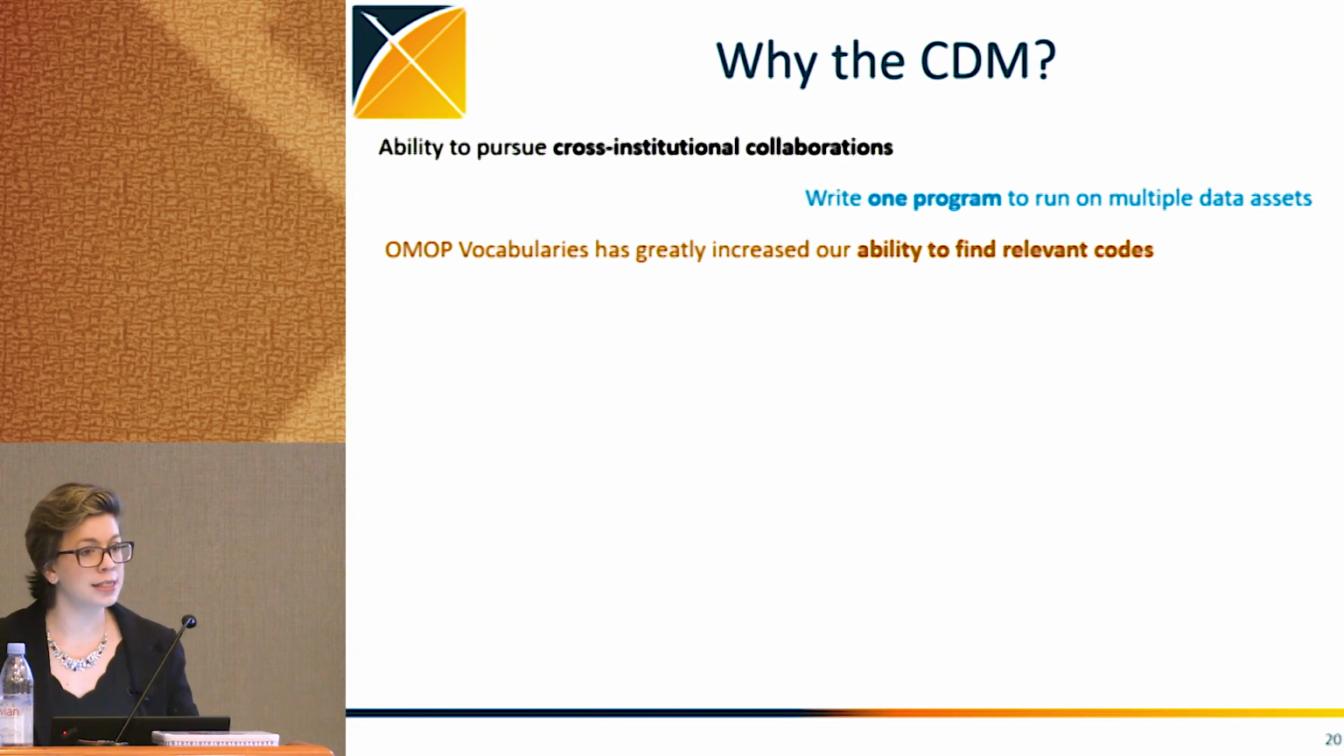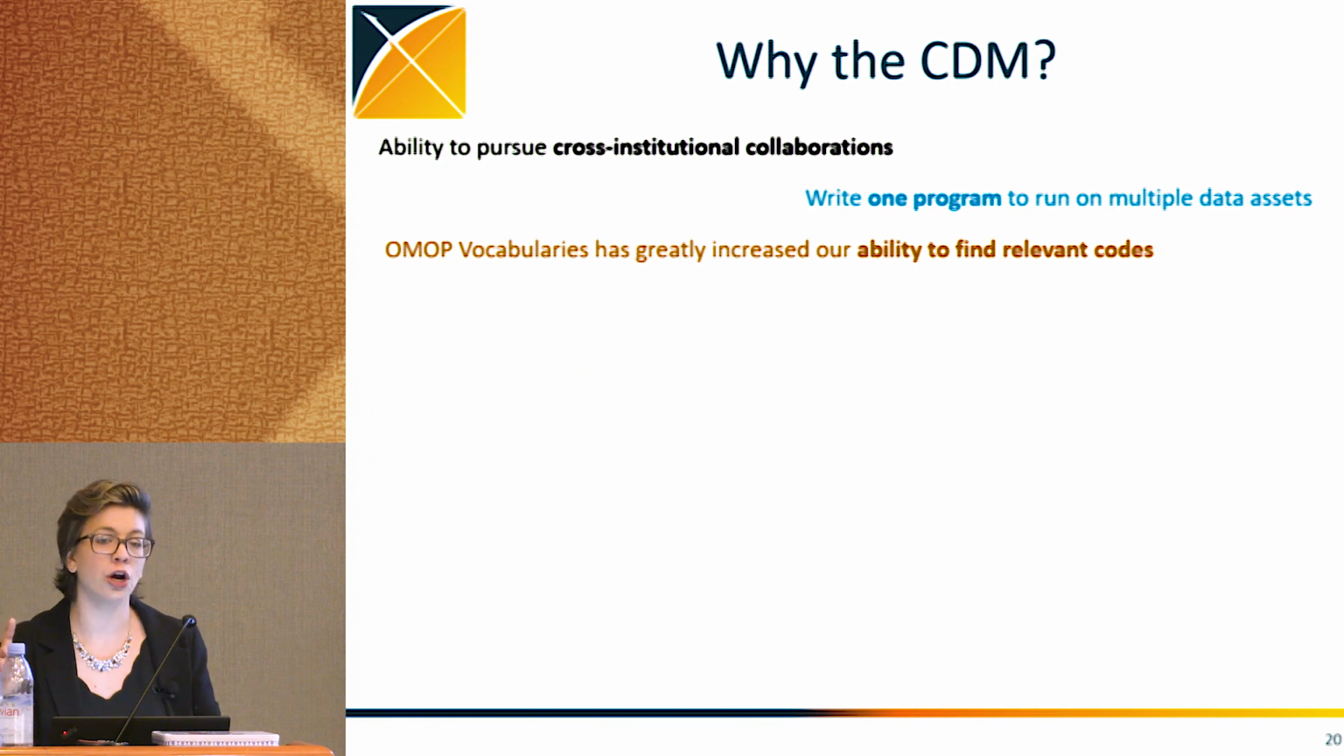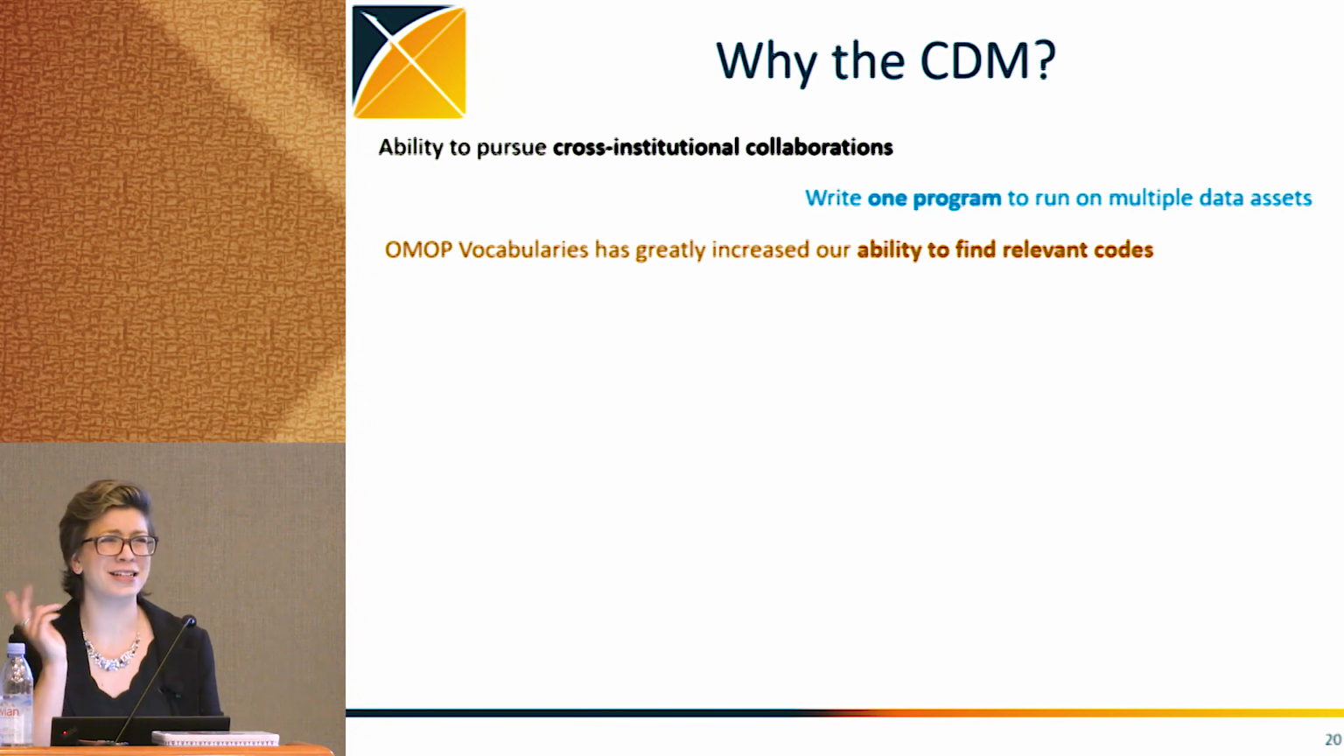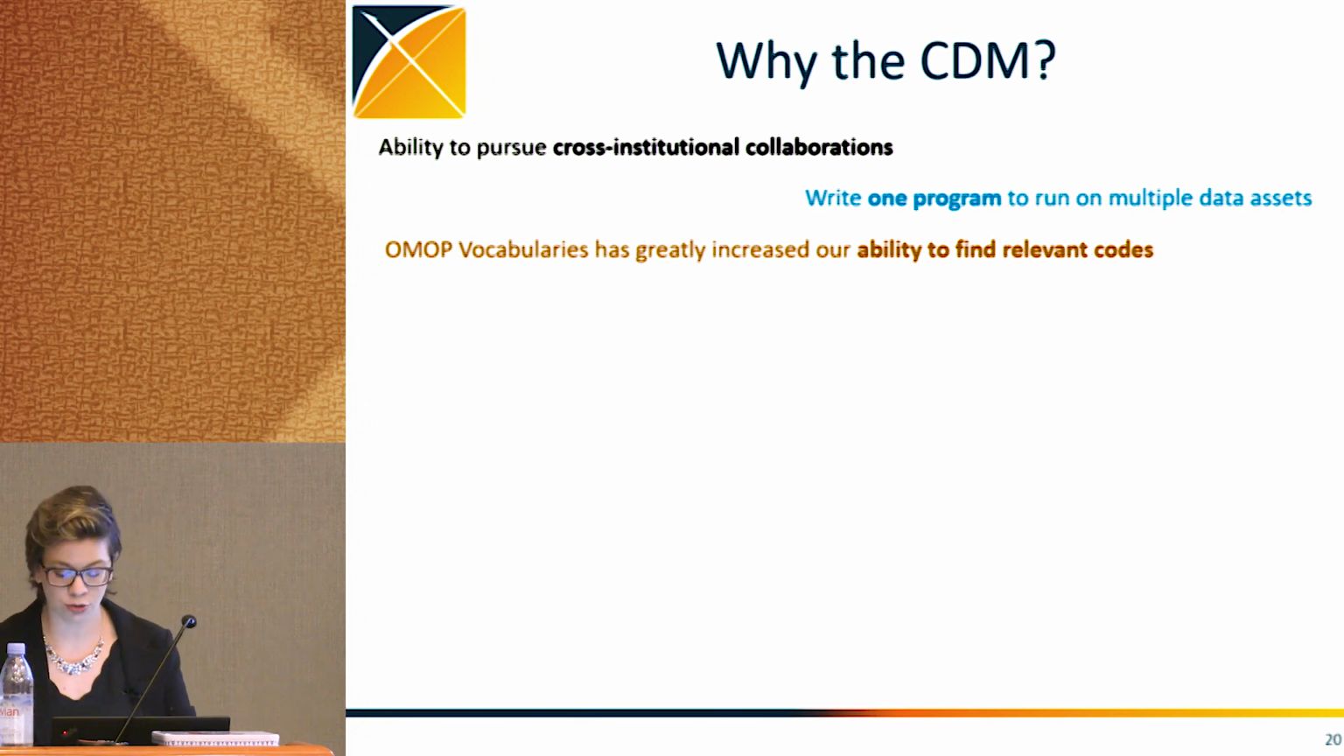The vocabulary says, I know that this is a procedure, or I know that this is a drug, put it in the right place. What that means is that when you create concept sets from the vocabulary, you know exactly where to go look for it. You don't have to guess that, oh, I might have a drug, but it might have popped up in the condition table because I'm looking at claims data. You don't have to do that anymore.